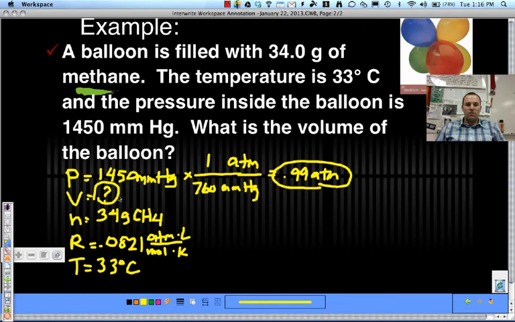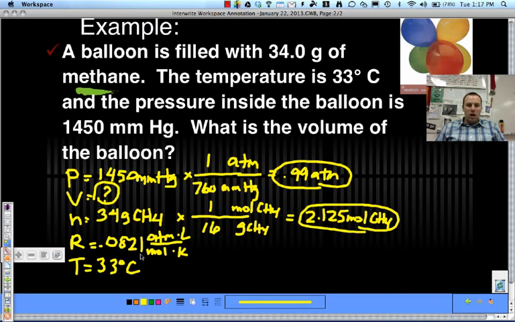Volume is what we're looking for. Number of moles. Okay, well, we need to convert from grams of methane into moles of methane. 1 mole of methane is equal to 16 grams. When you multiply that out, you get 2.125 moles of methane. R is always 0.0821, so notice I'm circling them when they're ready to go.